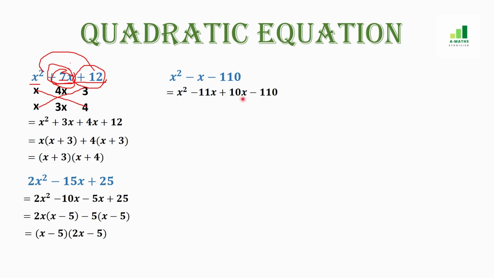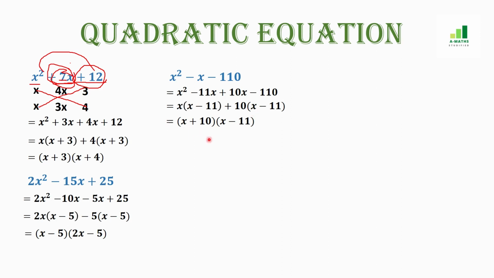Now I will divide this equation into two equal parts. First is this one and this one. Now when I take x common from this group, then x minus 11 will be the remainder, and I will take plus 10 common from this group, then x minus 11 will be the remainder. Now I will take x minus 11 common from this expression, then x plus 10 will be the remainder.